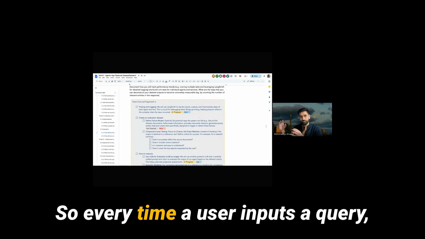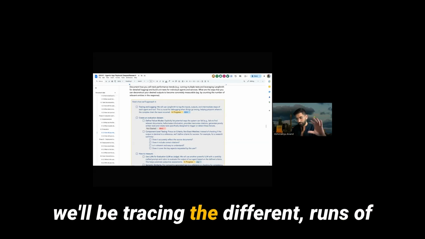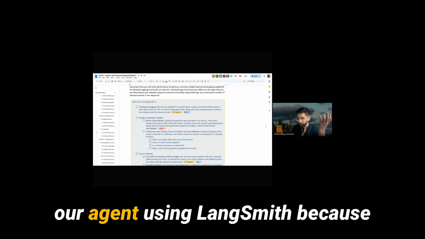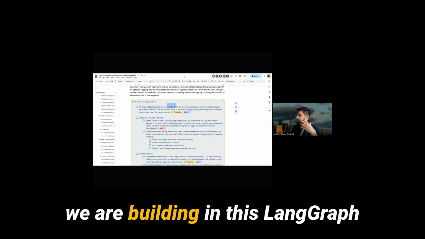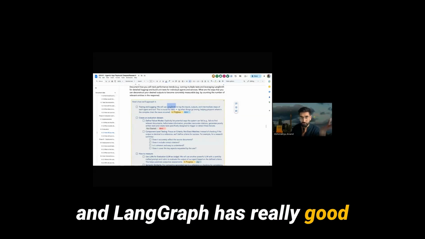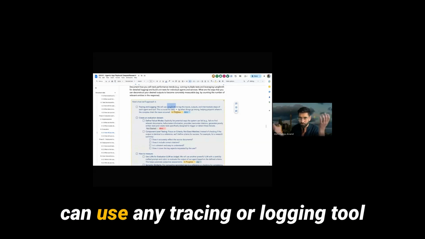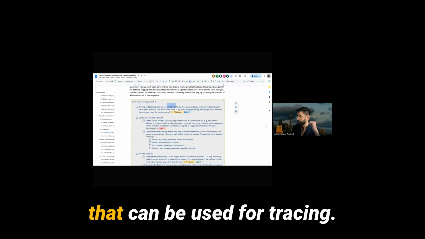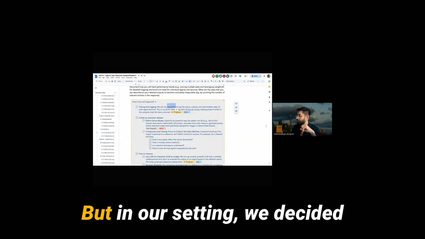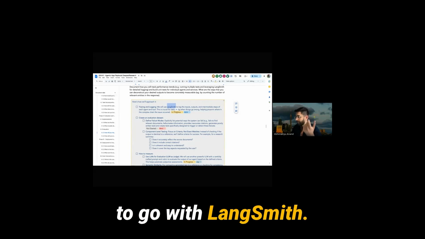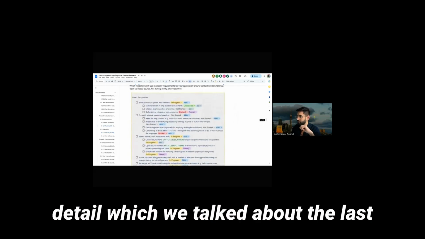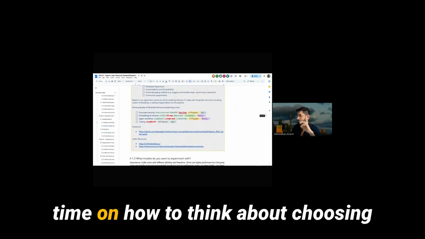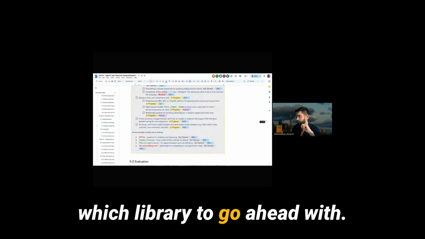Every time a user inputs a query, we will be tracing the different runs of our agent using LangSmith, because we are building this LangGraph, and LangGraph has really good integrations with LangSmith. But you can use any tracing or logging tool like Arize or Elastic or any other. There are different tools that can be used for tracing, but in our setting, we decided to go with LangSmith. And this is, again, an implementation detail, which we talked about last time, on how to think about choosing which library to go ahead with.